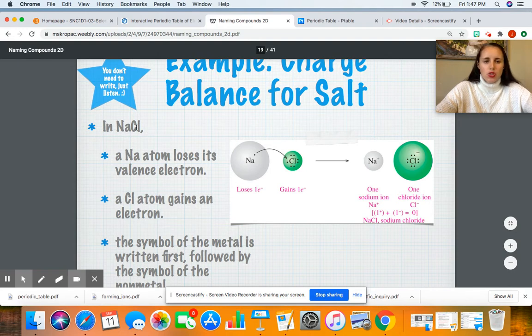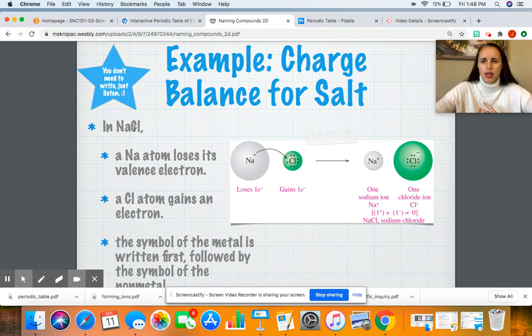So let's talk about sodium chloride. We've seen how it works before with the electrostatic attraction. We've gone over it a couple times, so we're going to show you again how to figure out how many sodiums and how many chlorines there are in sodium chloride. Let's take a look at our sodium atom first. Our sodium atom is going to lose its valence electron to chlorine. Chlorine is going to gain that electron. So overall, we have 1 sodium and we have 1 chlorine.